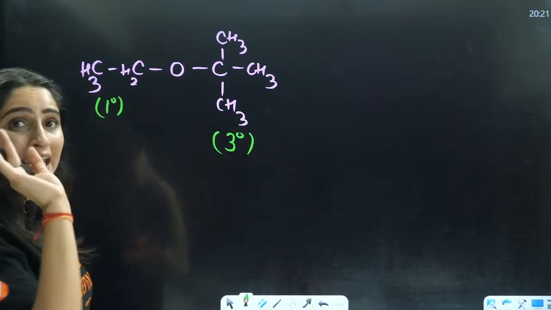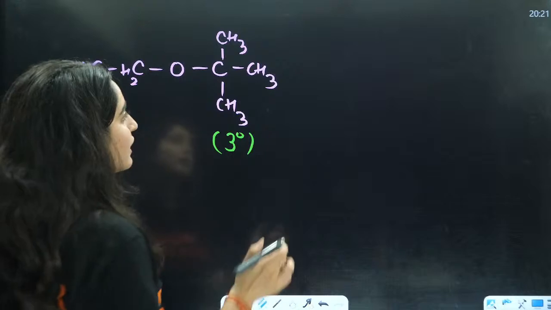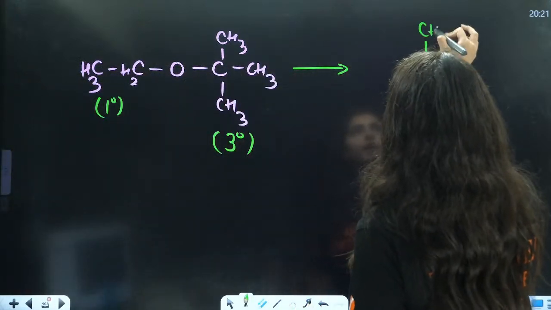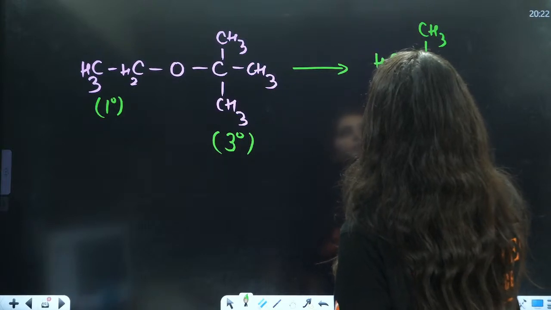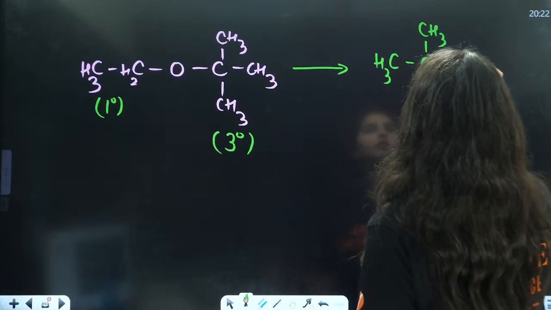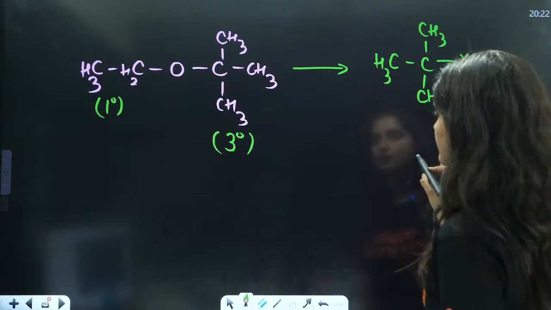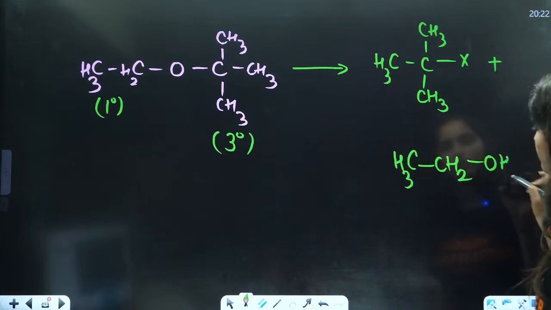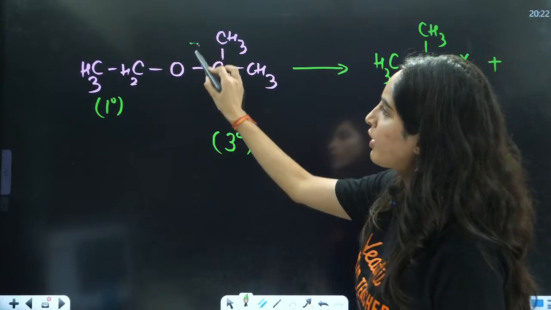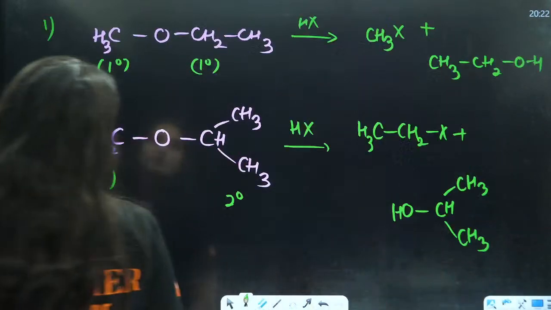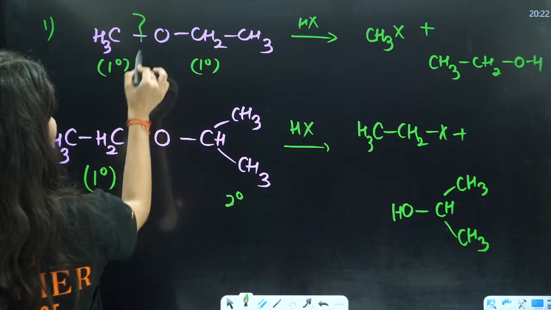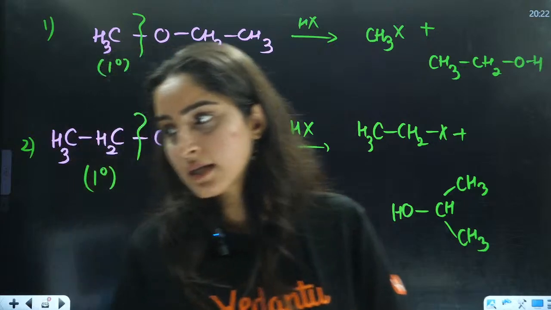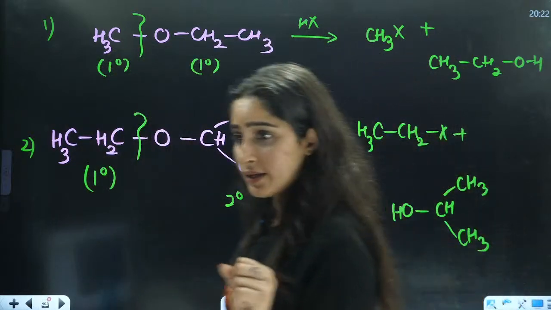Now, next one is primary, the other is tertiary. And they are saying if any of it is tertiary, then your alkyl halide will definitely be tertiary. So it will be CH3, CH3, CH3, this is X, plus CH3CH2OH is your alcohol. This bond will break, here this bond will break. Understood, guys?